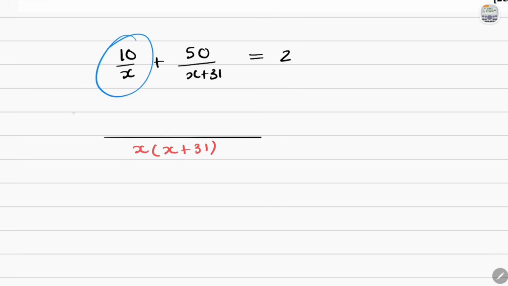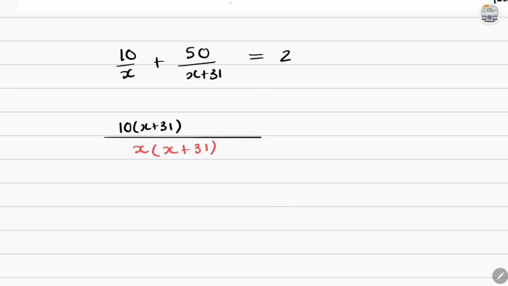But you have to think about the first fraction. The denominator was x. How'd you get the denominator to be x times x plus 31? The only way you can do that is to multiply it by x plus 31. But you must do that in the denominator and in the numerator. So the numerator will become 10 multiplied by x plus 31.